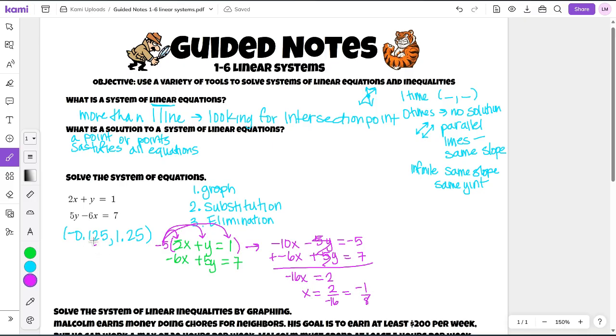Right? So 125 thousandths. There we go. I don't know what I was saying. 125 thousandths. That's how you read that. Tenths, hundredths, thousandths place. Good grief.